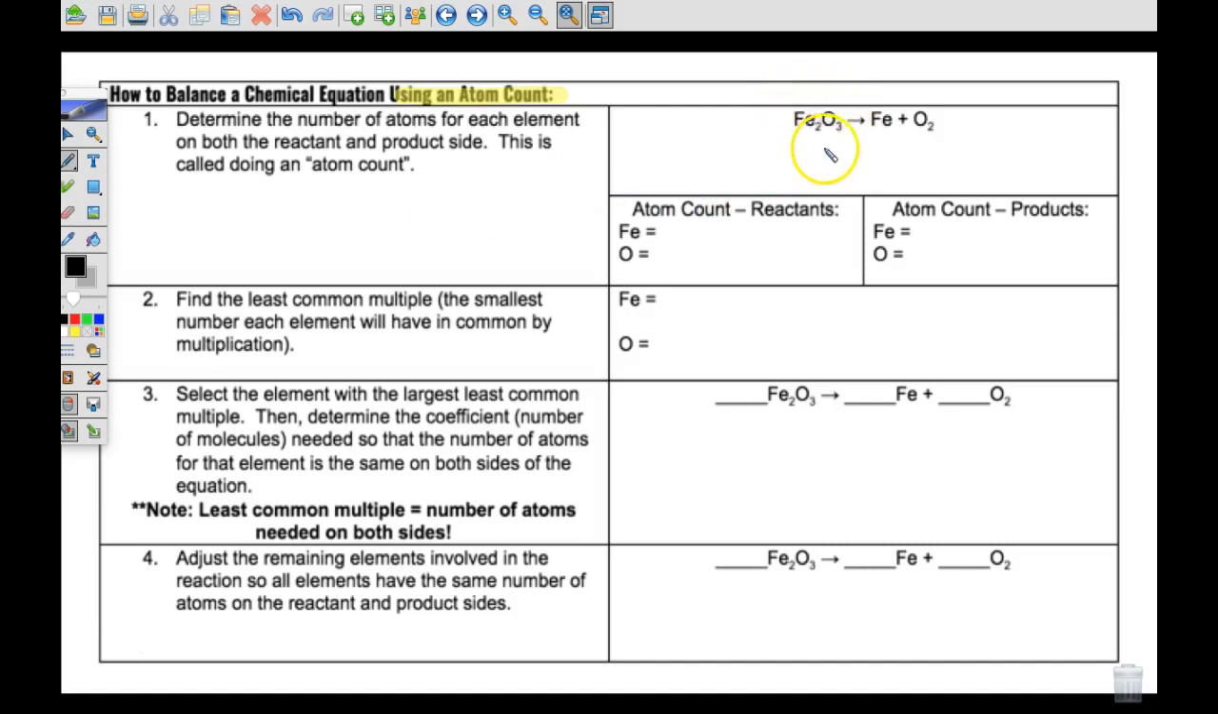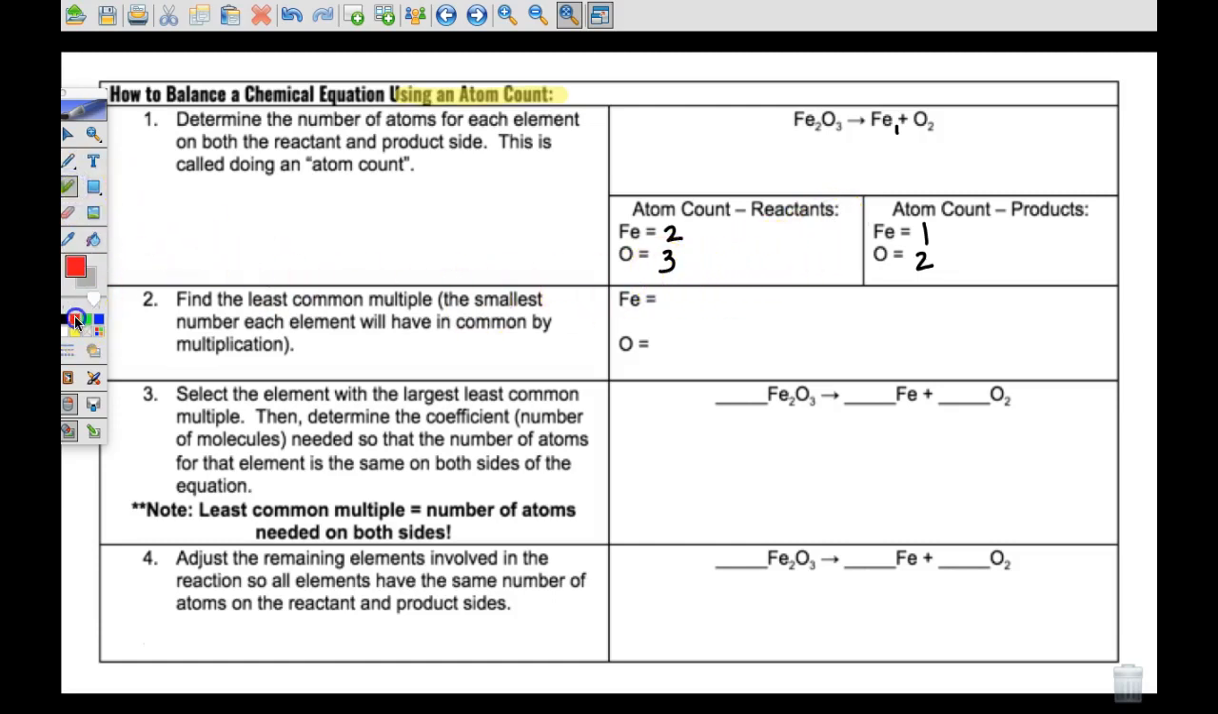So looking at the left-hand side, I see that I have 2 atoms of iron and 3 atoms of oxygen. On the right-hand side, I have Fe, and I have 2 atoms of oxygen. I know Fe is only 1 because there's no number right after the element symbol, which means that there's a secret hidden 1 there.